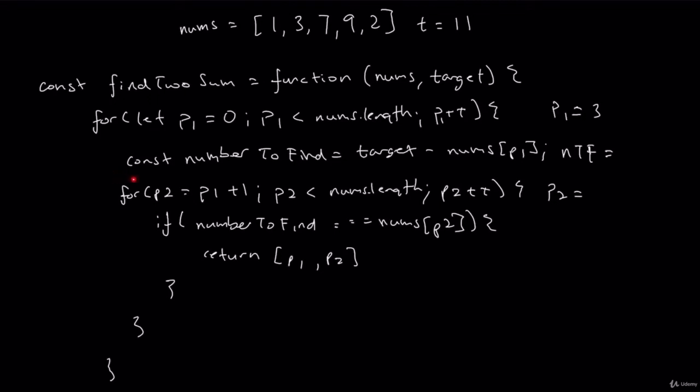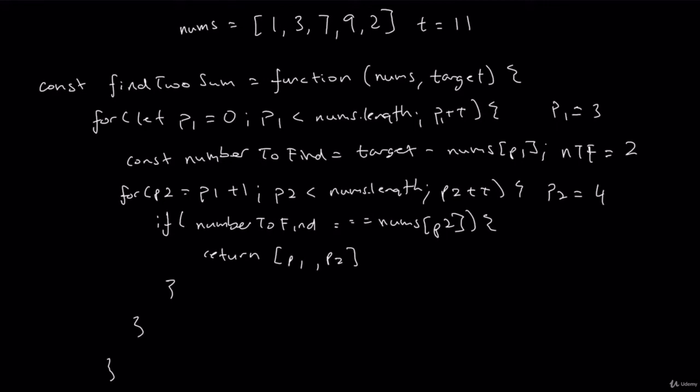So once again, we're going to step into this current iteration, and we're going to say number to find is equal to target of 11 minus nums at P1, which is 3. So 9. 11 minus 9 is equal to 2. Then we're going to initialize P2 at P1 plus 1. So we're going to initialize it at position 4.